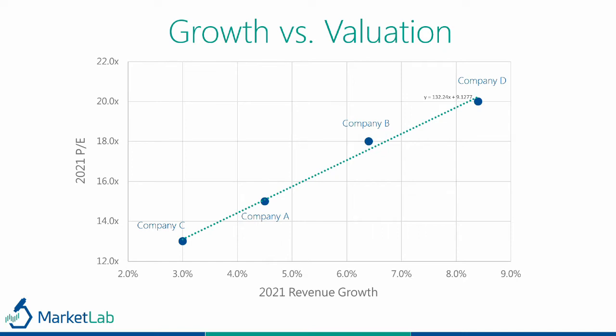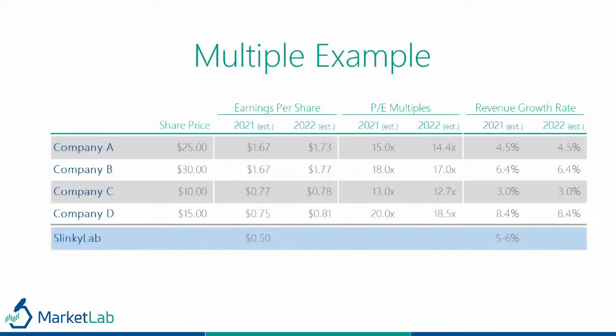Based on this relationship, for our estimate of Slinky Lab's growth in the 5 to 6% range, a reasonable figure might be to say 16.4 times. Going back to our previous example, with our estimate of 50 cents for Slinky Lab's 2021 earnings per share, applying the 16.4 times multiple would imply a target price of $8.20.